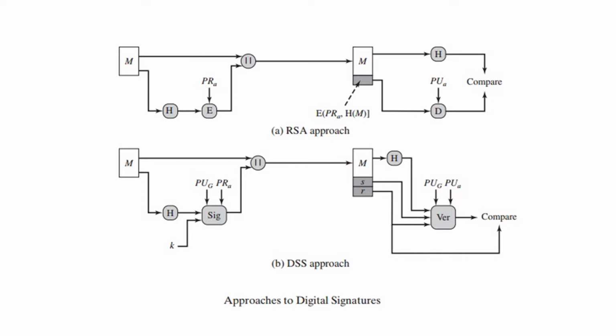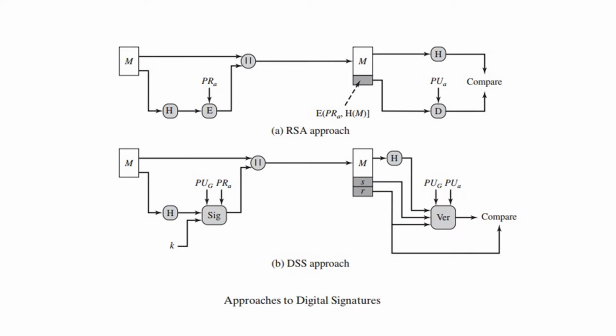In the RSA approach, the message to be signed is input to a hash function that produces a secure hash code of fixed length. This hash code is then encrypted using the sender's private key to form the signature. Both the message and the signature are then transmitted.